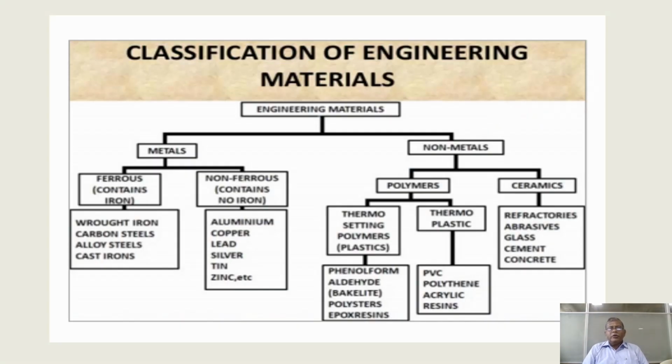So in broad classification, when you say engineering materials, we have metals and non-metals. Under the metals category, you have ferrous and non-ferrous. Under ferrous, you have iron, steel, etc. Under the non-ferrous category, the least quantity of iron may be present. In that category, aluminum, copper, lead, silver, tin, and zinc.